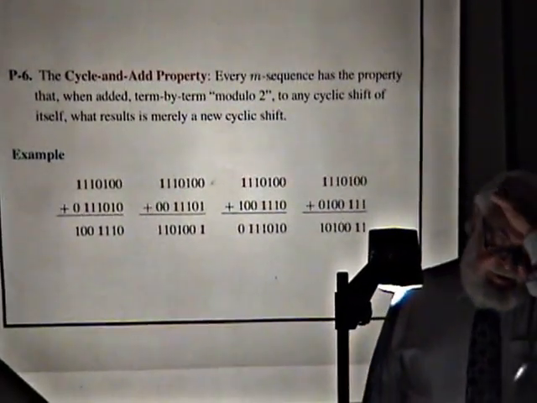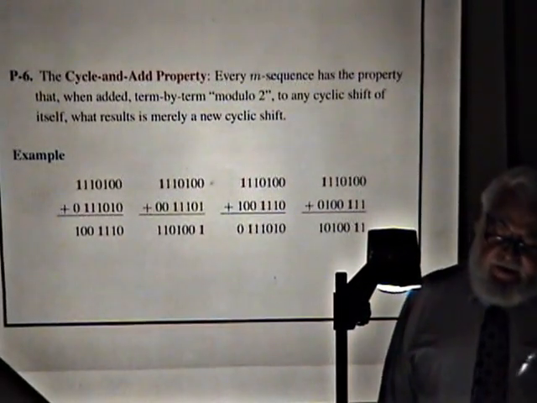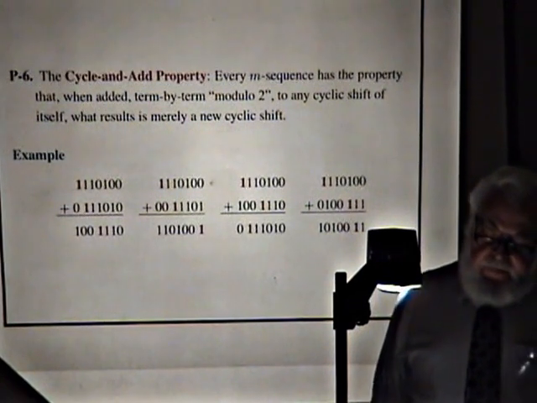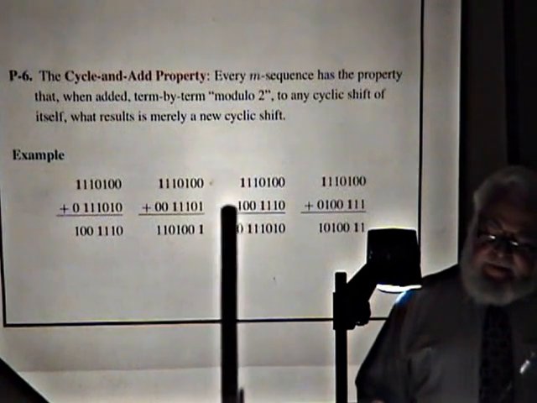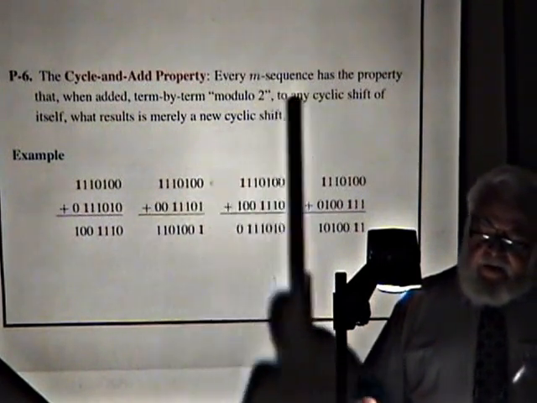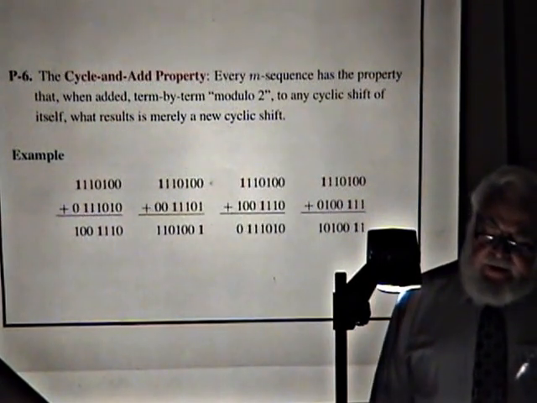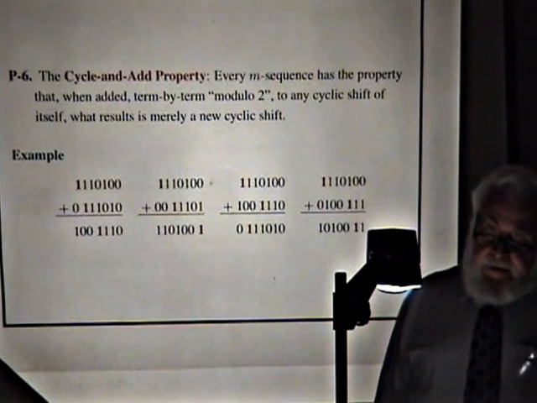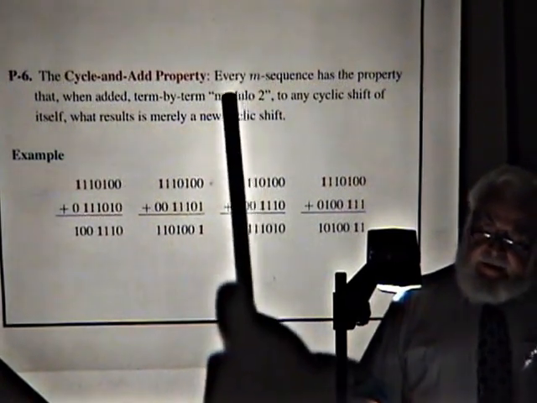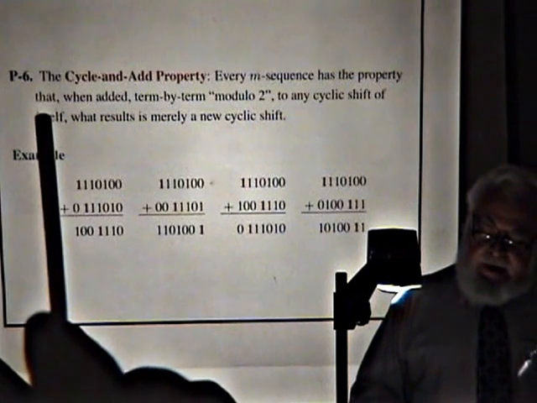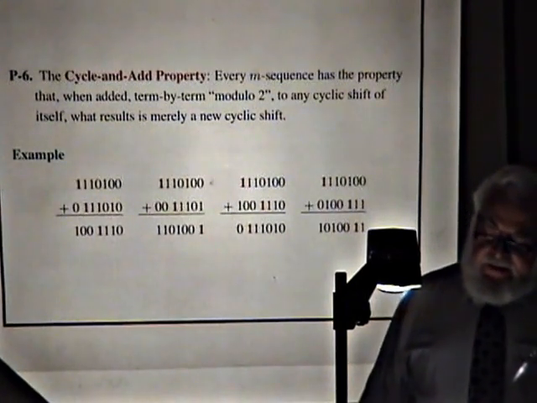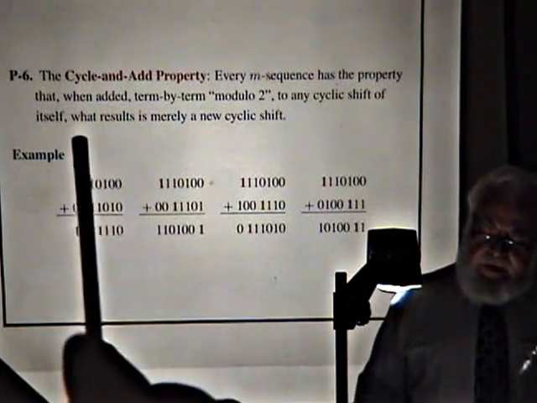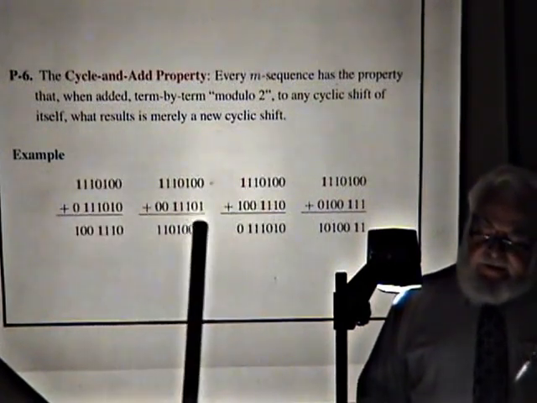Stronger than any of the ones I've discussed before is often called the cycle and add property, and this is not merely a property of M sequences, but it characterizes the M sequences. That if you have an M sequence and you add it term by term to any shift of itself other than the 0 shift, what you get back is simply a new cyclic shift.